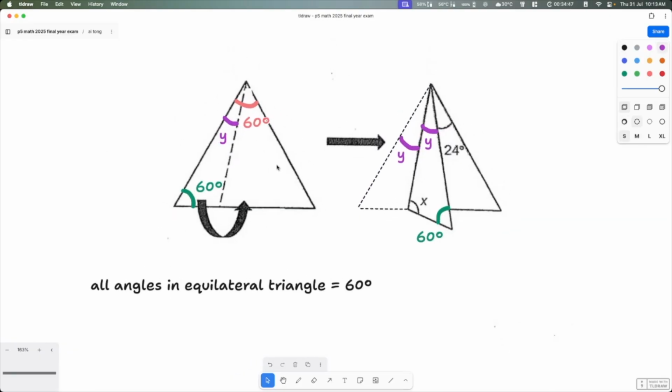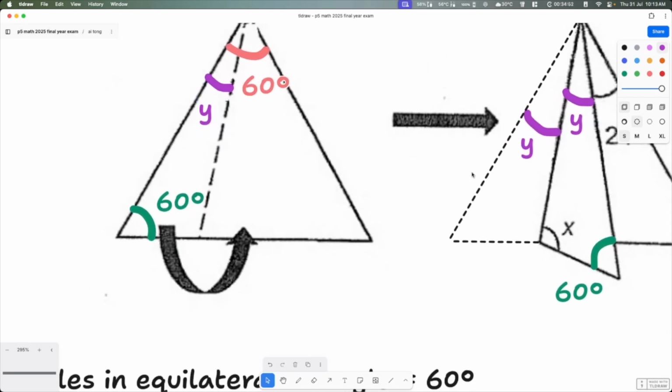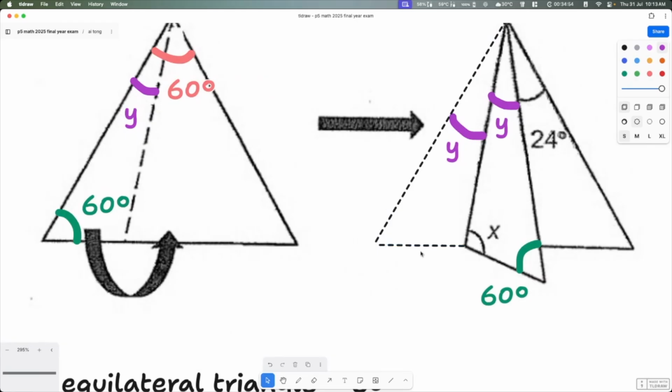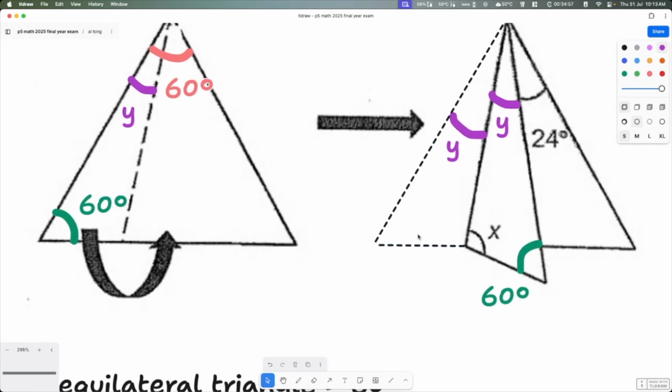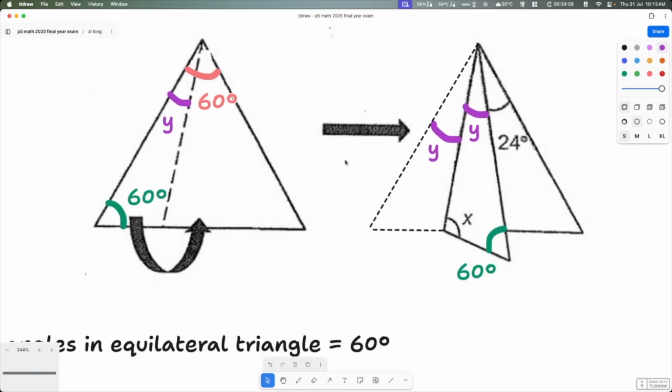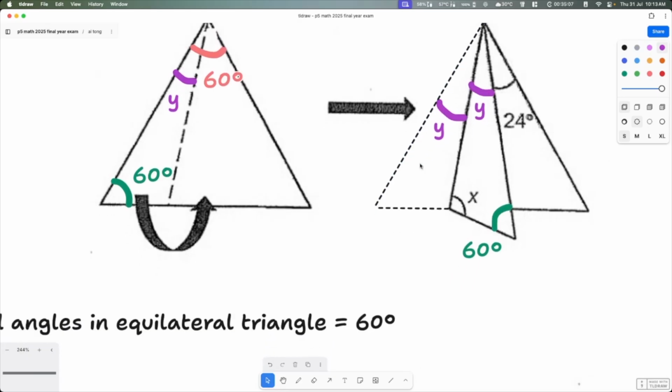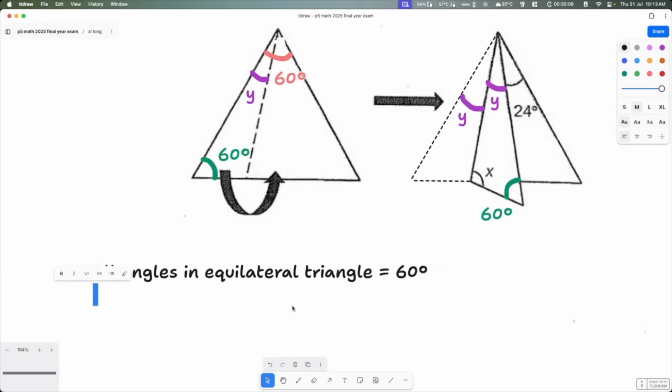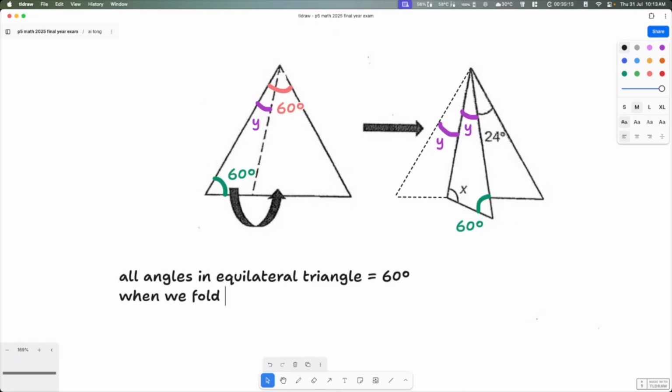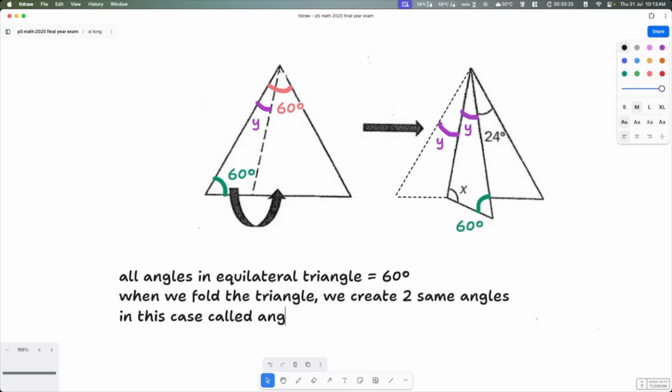Okay, so when you fold, you will actually create angle Y. That's what you see over here. So I outline the original triangle. And since you fold, if you think about it, you also combine two of the same angles as what you see over here. So angle Y and angle Y in this case. So when we fold the triangle, we create two same angles, in this case called angle Y.